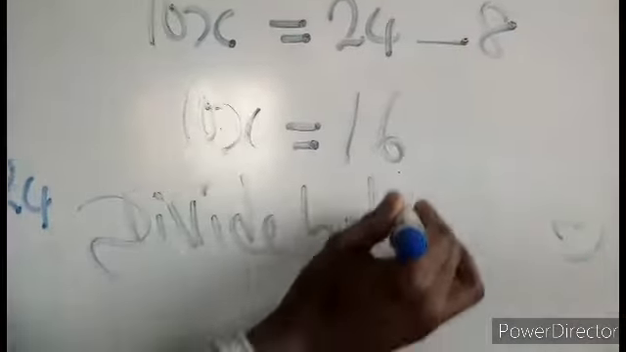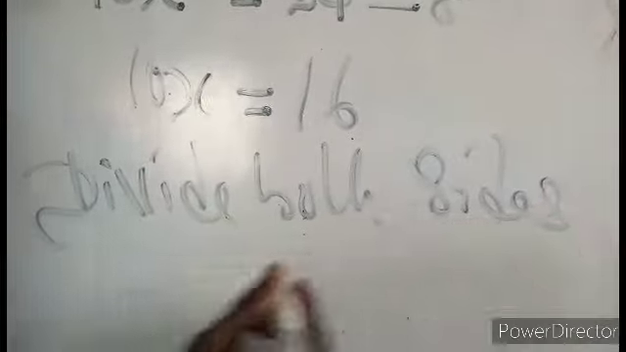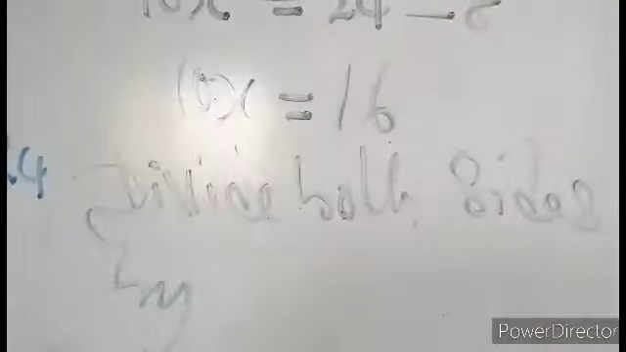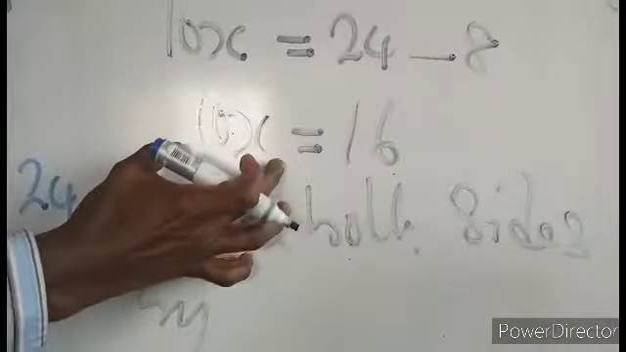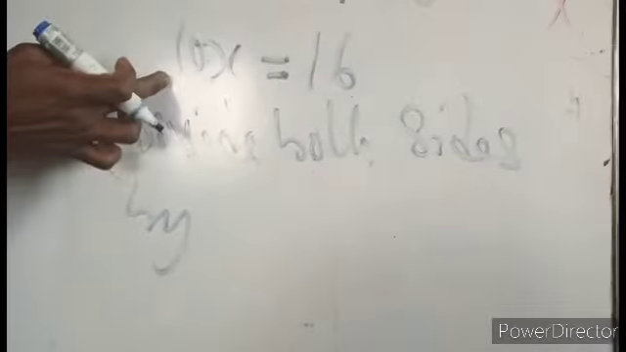Divide both sides by, I taught you this in the equation. Divide both sides by the one that has the coefficient, the one that has x. Now the coefficient of x is what? 10. So we divide both sides by the one that has a coefficient.